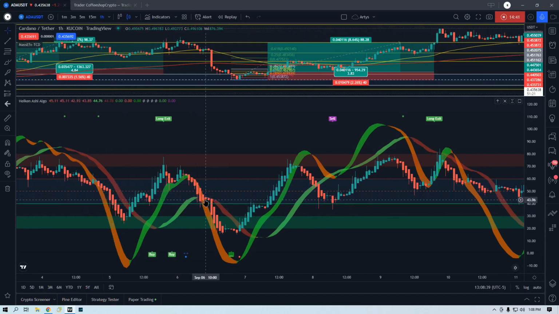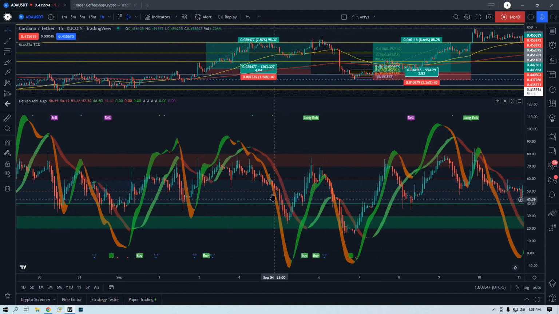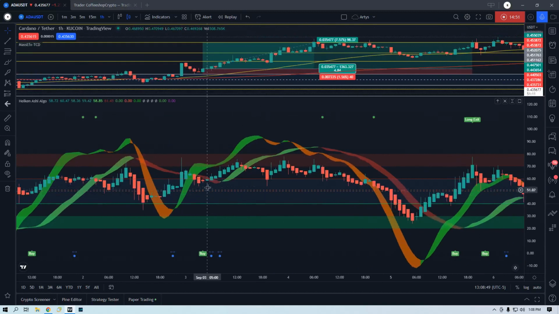Perfect entry for a short. This is a good entry for a long. It's decent, but it flattens out. I don't see any really good entries for longs here. See how the Heiken Ashis come up, then they're both green. This is an uptrend. Okay, this is an uptrend, and they're very short because that means overall price is in a downtrend.